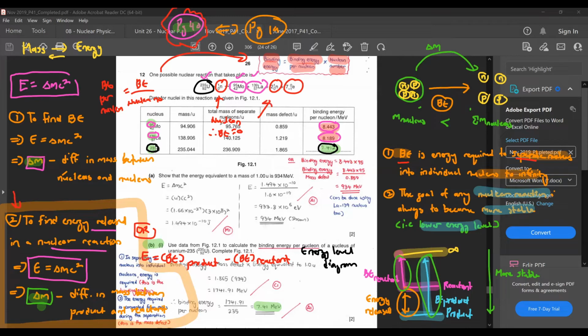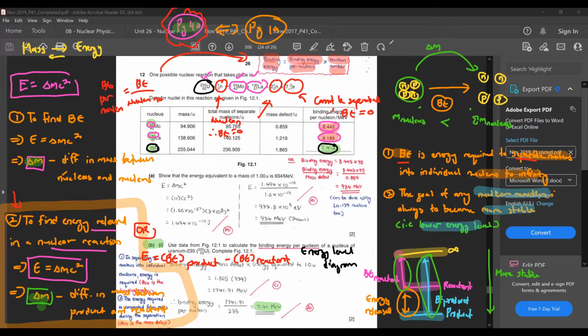Okay, so for these two, the neutron is already a nucleon, so its BE is 0. The electron itself cannot be separated already. Although it's not a neutron, it cannot be separated anymore. So the electron cannot be separated. Therefore, its BE is also 0.